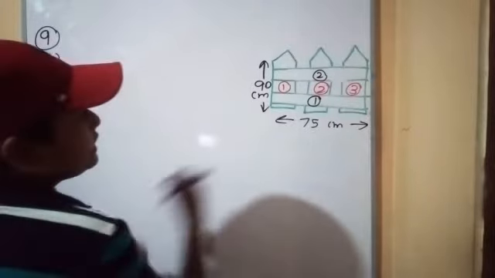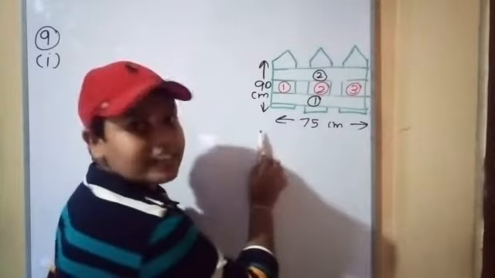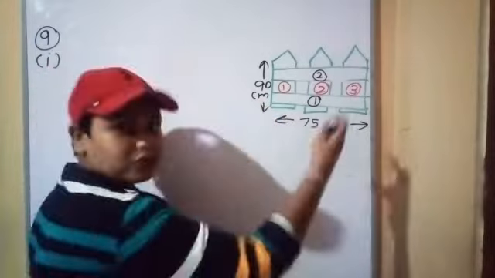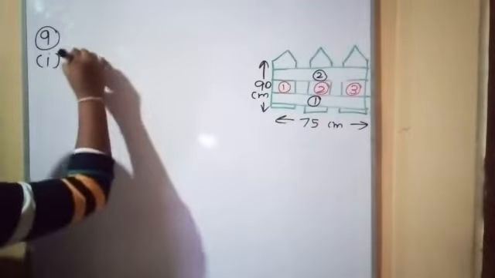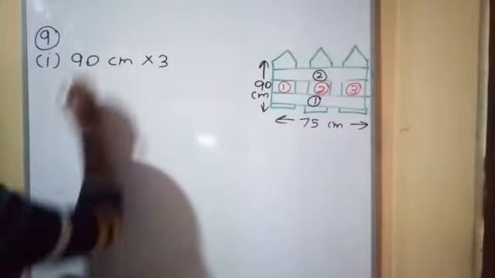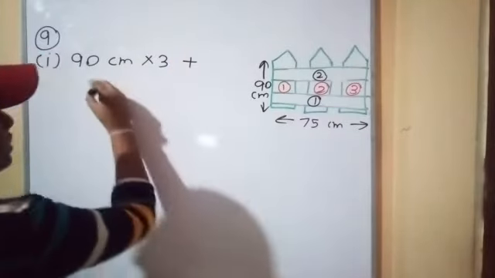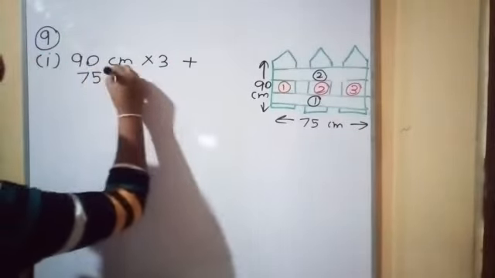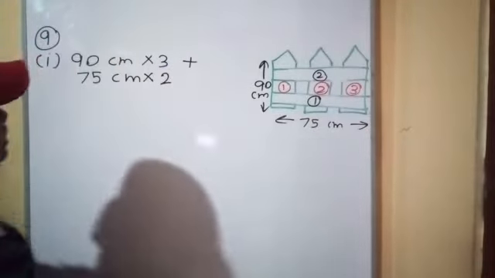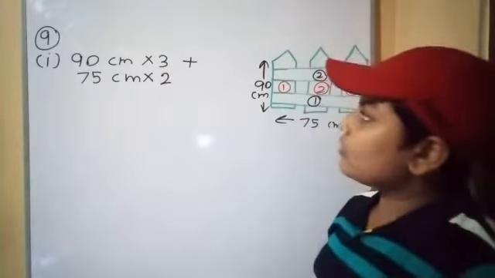Vertically, we first take the 90 centimeters. One wooden plank is 90 centimeters, and there are 3 planks. So 90 centimeters multiplied by 3, right? And plus 75 centimeters, and horizontally there are 2. These are added, right? Now what's the answer?